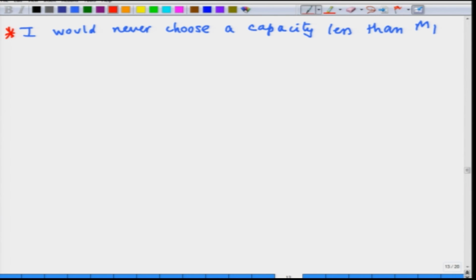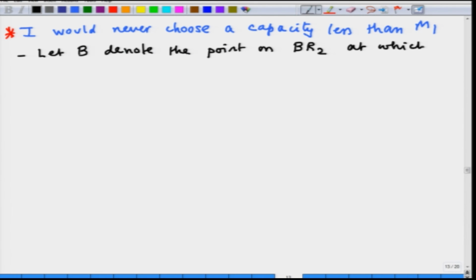Now with this in mind, let us look at the possible scenarios for K1 that might arise. Let us look at multiple cases. Let the point B denote the point on the entrant's best response function at which pi 2 is equal to 0. We will be drawing these graphs again and again, so as to not clutter them, let us graph it properly now.